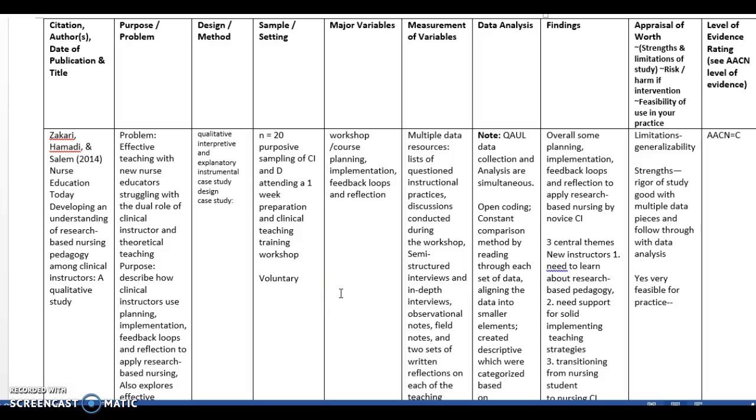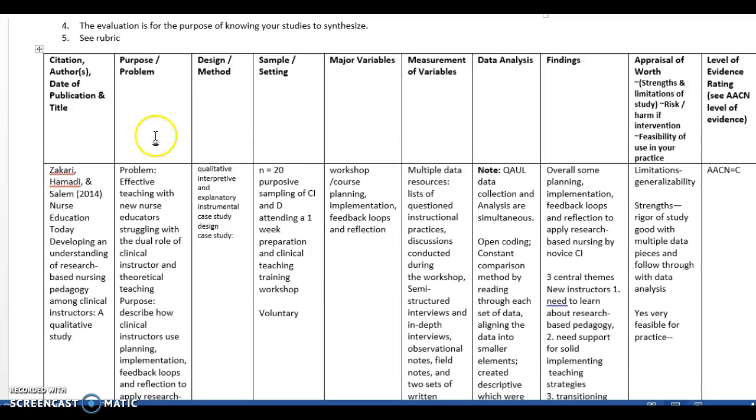Hi everybody. This video is going to discuss the evaluation table and the application of a qualitative research article. So remember with the evidence table, as we talked about before, we have these findings. As we peruse through articles, read it thoroughly the first time and take notes, and then you can go back and start putting data in here.